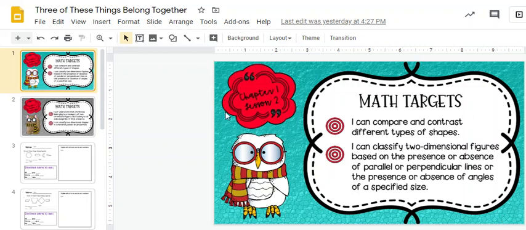And this is your other must-do assignment, which again will be collaborative. You'll be working with a small group to complete this assignment. So this is lesson 2, math targets. I can compare and contrast different types of shapes.